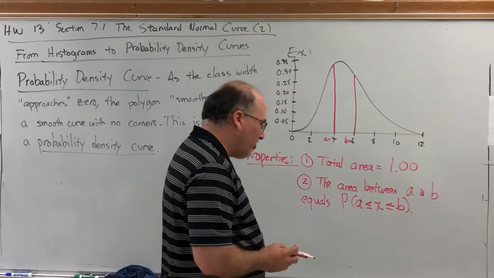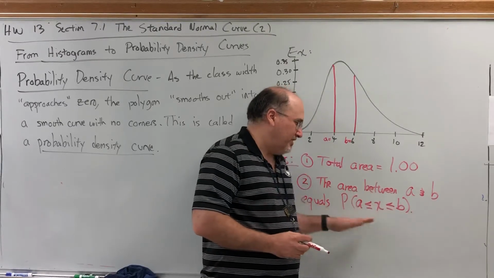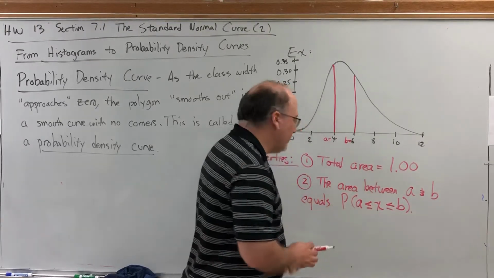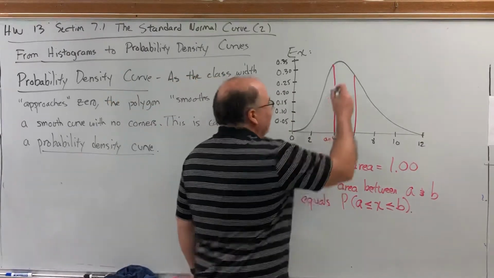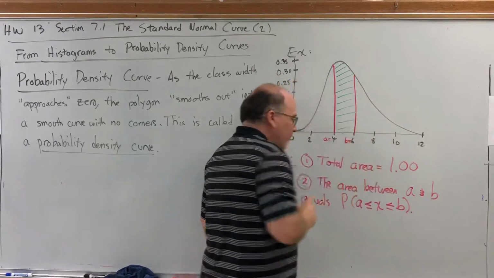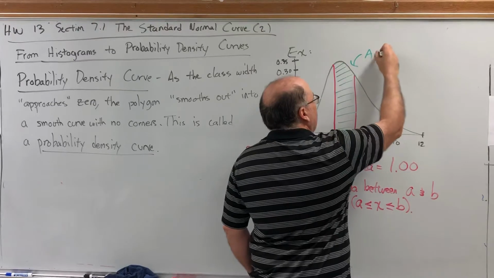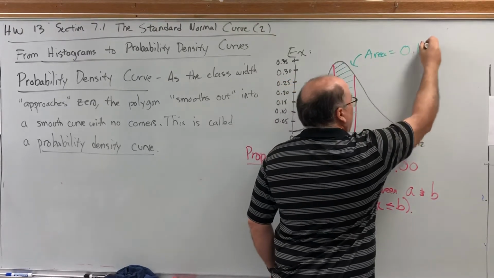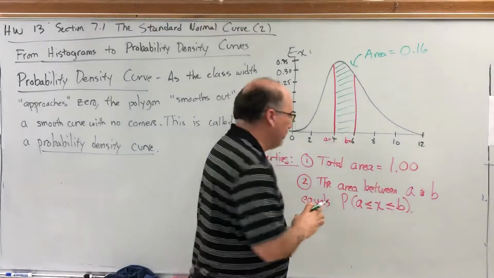And another way of translating that is saying that the area represents the percent of the data that's between those two values. So for example, in this case, let's say that this area shaded between 4 and 6 is equal to 0.16. How we get that area, we'll talk about that later.